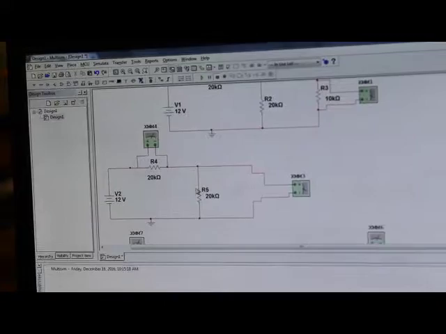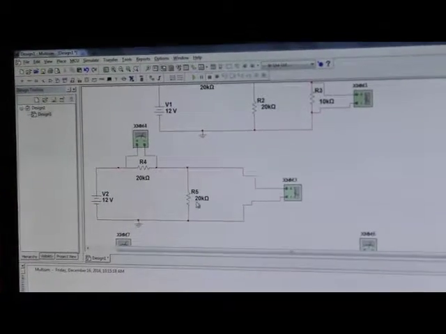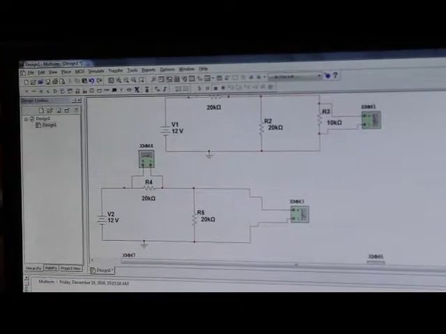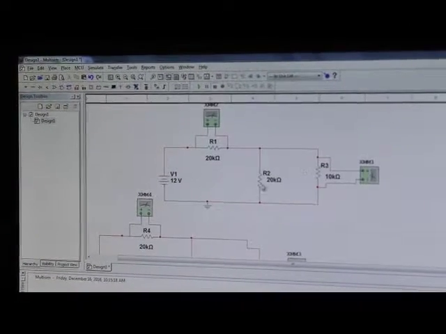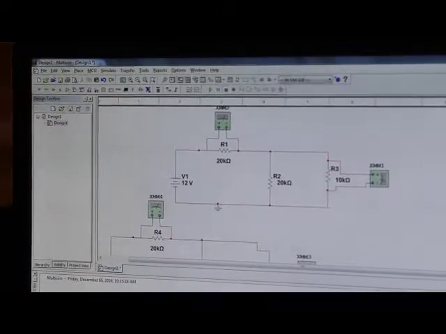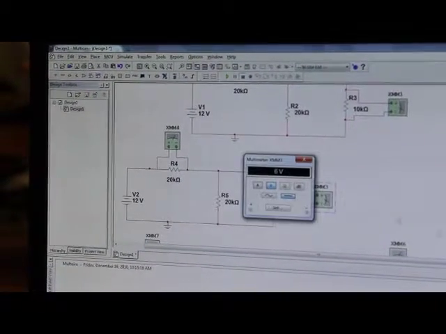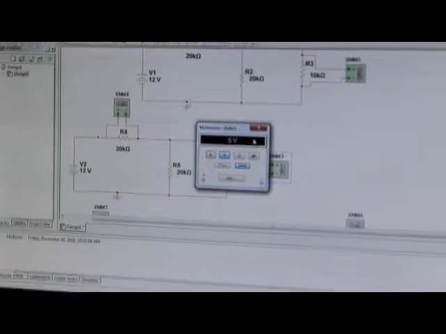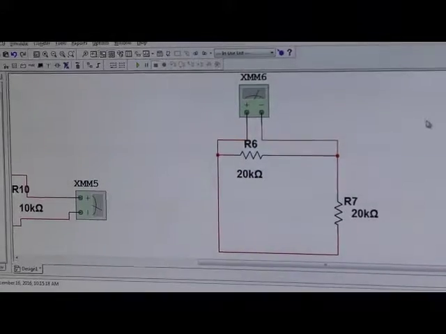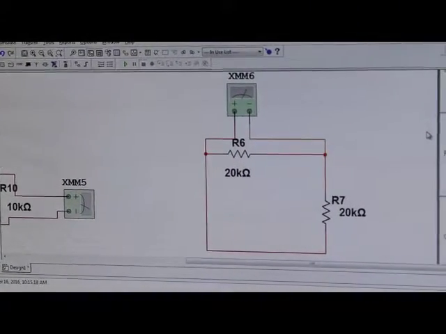And we need to find the voltage across the R5, because the original circuit is a parallel circuit, and therefore the voltage in R2 is equal to R3 and therefore equals R5. And as you can see here, the voltage across R5 is 6 volts, and therefore it is our Thevenin voltage. Okay, so next we need to find the Thevenin resistance.